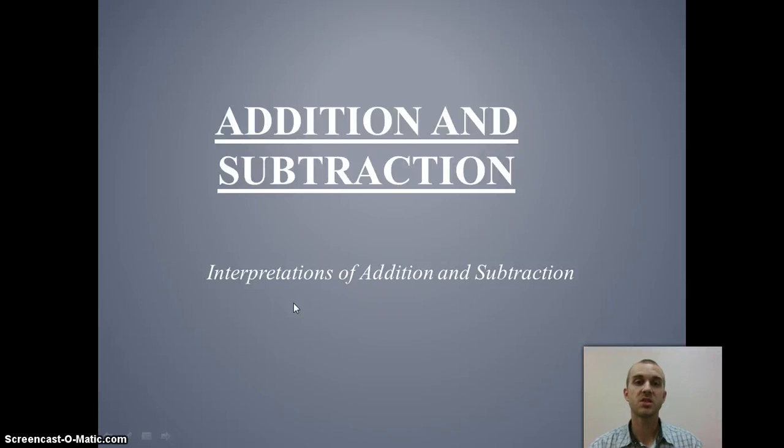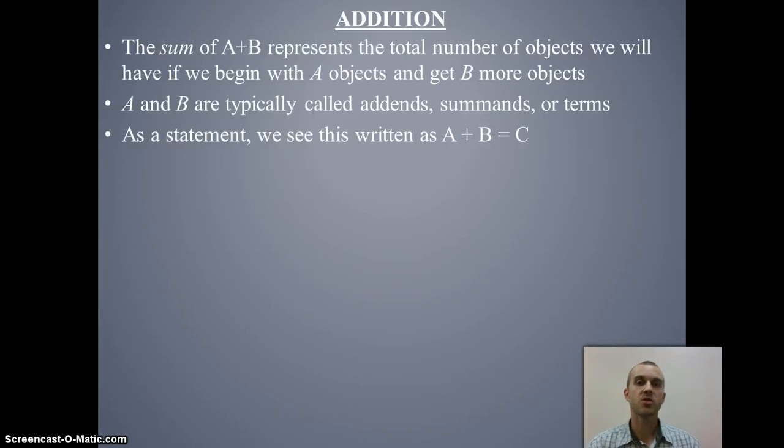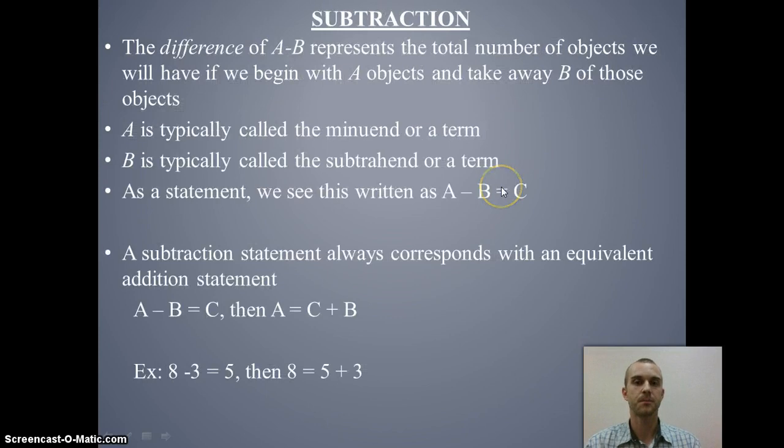In this video, we're going to explore the interpretations of addition and subtraction. Now, when we talk about addition, we're talking about the sum of two numbers, A and B, representing the total number of objects that will begin with A objects and then get B more objects. Often we call A and B the add-ins or sum-ins, and sometimes we will also call them the terms. As a statement, you'll see this written as A plus B equals C, where C will be your sum.